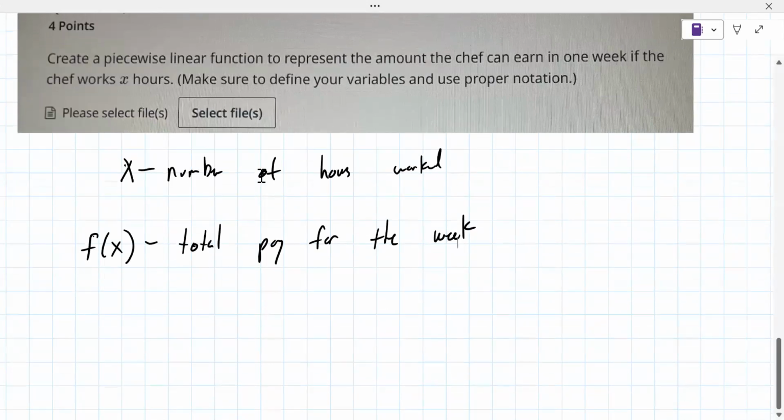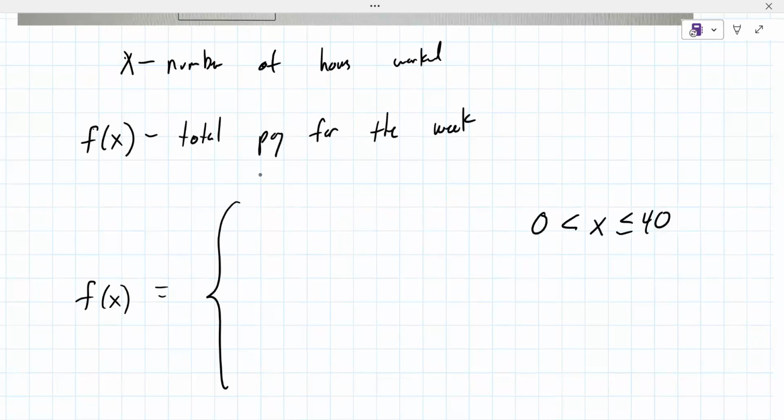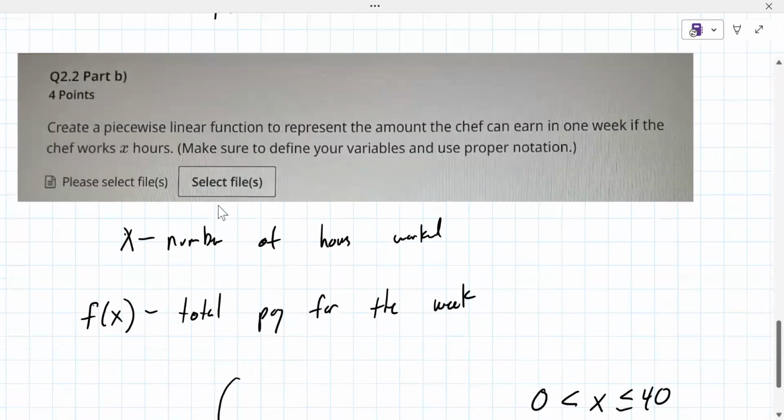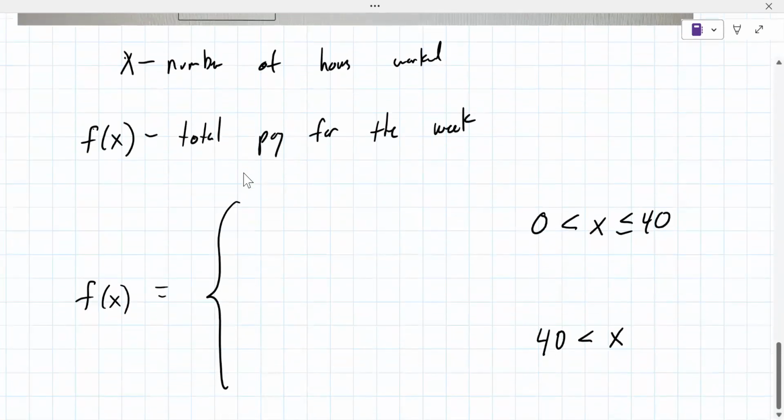Now, again, this is defined in pieces. F of X is defined as a piecewise function. There's a piece for the first 40 hours that you work. And then there's a piece for after that, which we'll talk about in a moment. So the first one's pretty straightforward. If you work 1 hour, you get paid 28.50. If you work 2 hours, you get 2 times 28.50. 3 hours, 3 times 28.50. So your total pay is 28.5 times X.